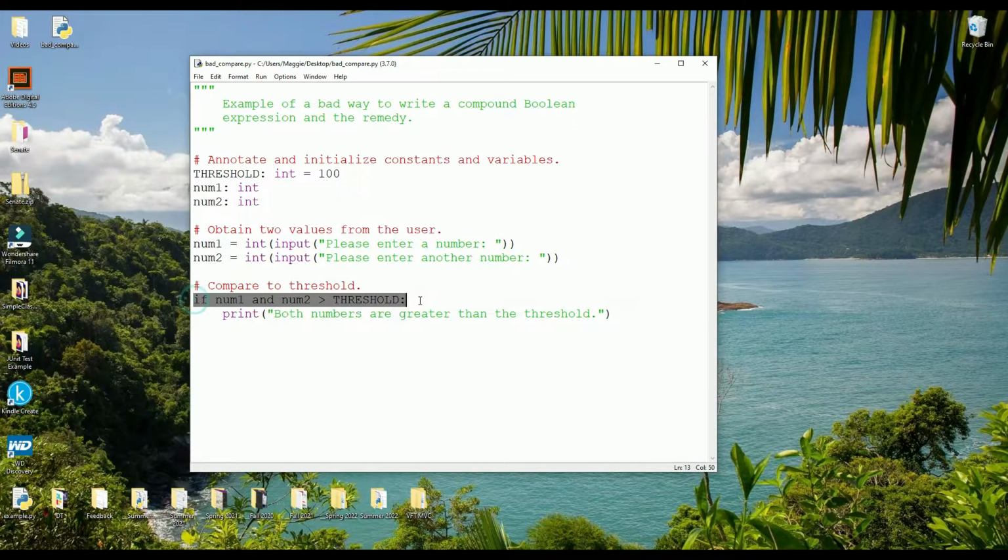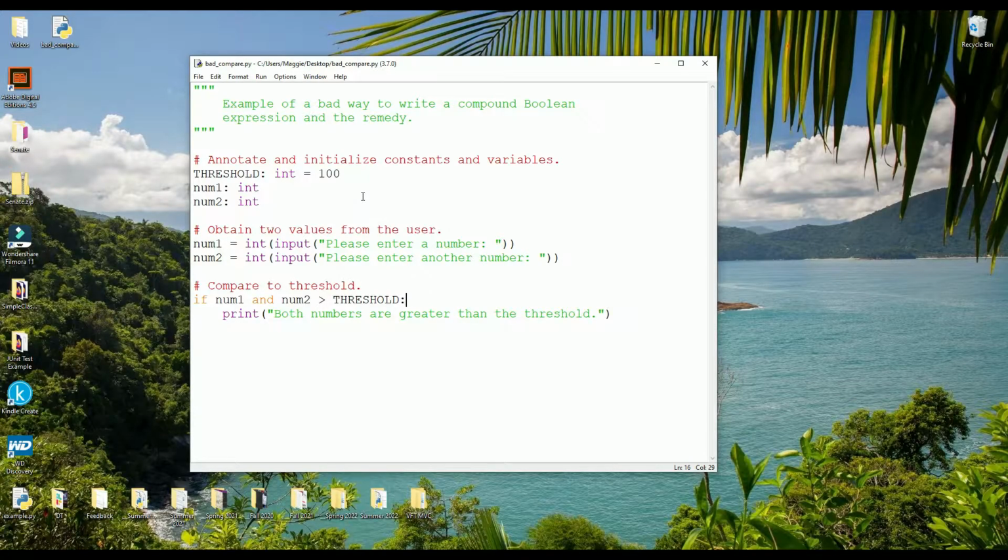But here's the error code. This is the sort of code that I see some people writing sometimes. And colloquially, the way we would speak, this code makes sense. If number 1 and number 2 are greater than the threshold, then we want to print both numbers are greater than the threshold. Now, our threshold is 100.